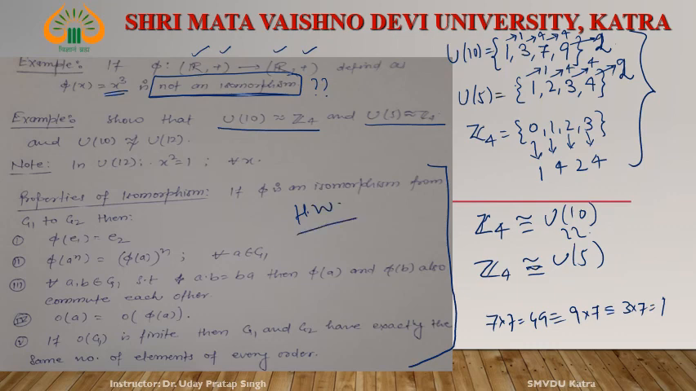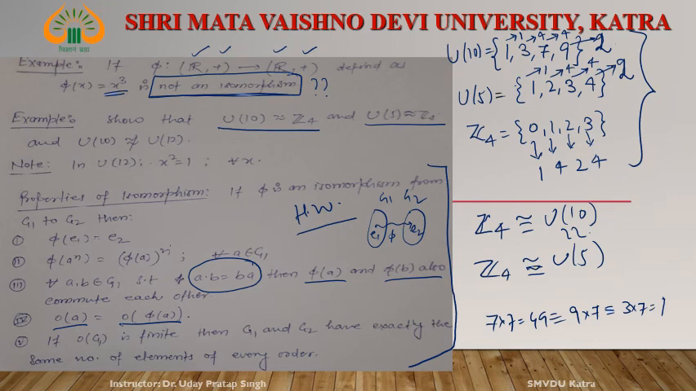What are the properties? The identity always maps to the identity. This is G1 and this is G2. The identity of G1 always maps to the identity of G2. If phi is an isomorphism, then E1 maps to E2. Phi of a to the power n is equal to phi of a, whole to the power n. If a and b are in G1 and a and b commute, then phi a and phi b also commute. The order of a is equal to the order of phi of a.